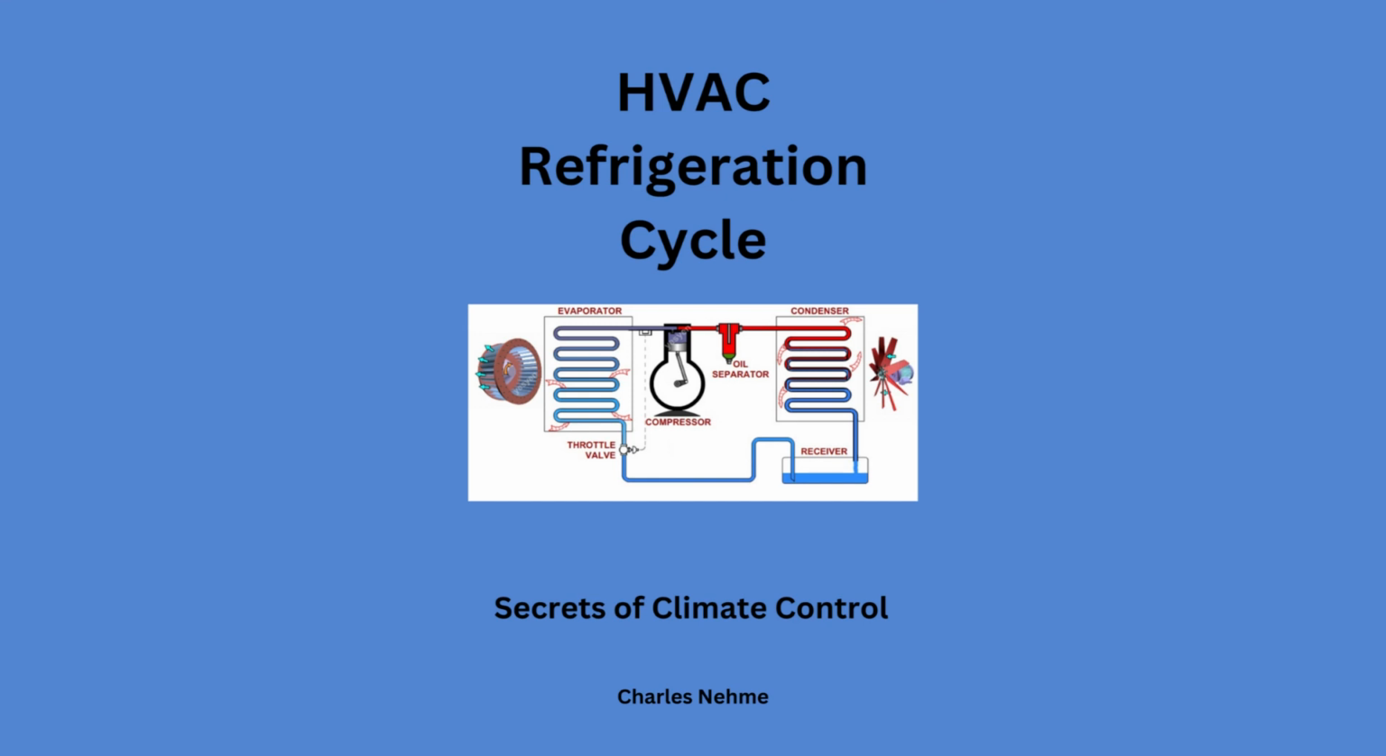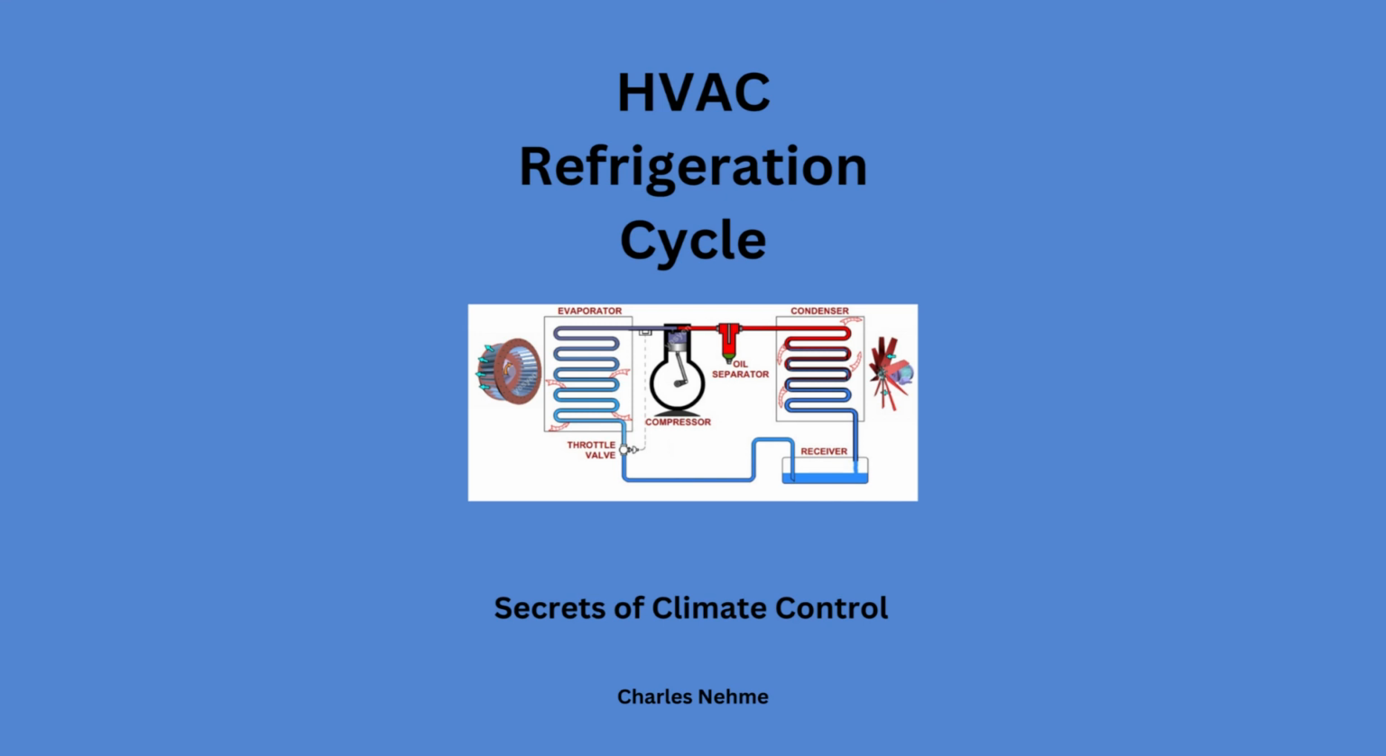2. How does an HVAC refrigeration cycle work? An HVAC refrigeration cycle typically consists of four main components: the compressor, condenser, evaporator, and expansion valve. The compressor compresses the refrigerant, which causes it to heat up. The condenser then cools the refrigerant, which causes it to condense into a liquid. The liquid refrigerant then flows through the expansion valve, which reduces its pressure and temperature. The refrigerant then evaporates in the evaporator, absorbing heat from the surrounding air. The cycle then repeats.